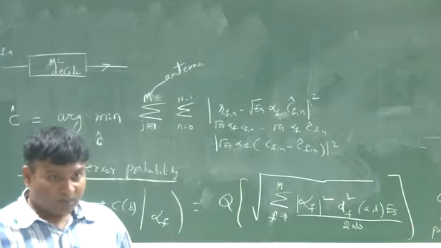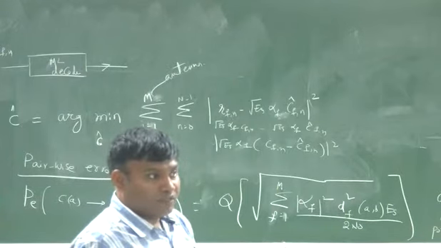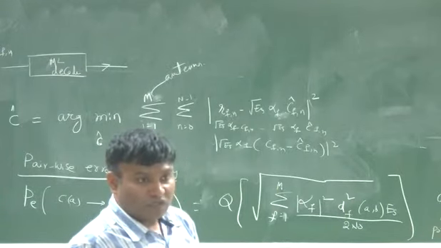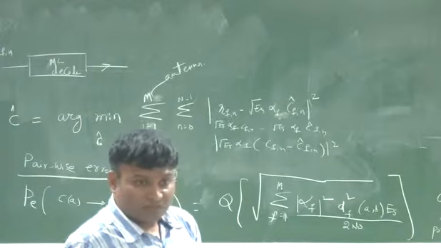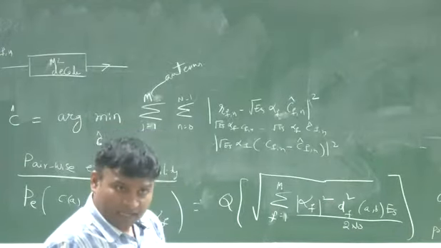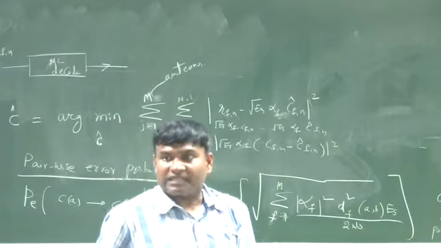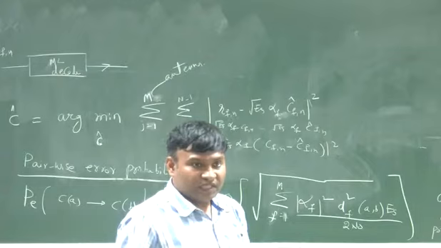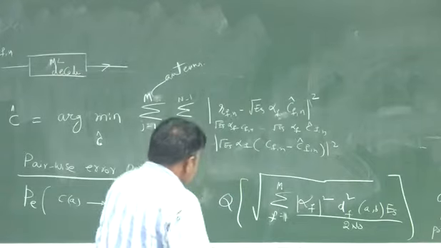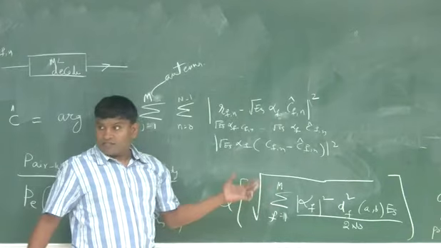You first figure out what is the minimum distance error event. How do you figure that out? You know the code words, all feasible code words. You figure out which pair of code words gives you the minimum distance error event. It may not be one pair, there could be multiple pairs, but let's assume that there is one pair that gives you the minimum distance. And that is the one that dictates the frame error rate.